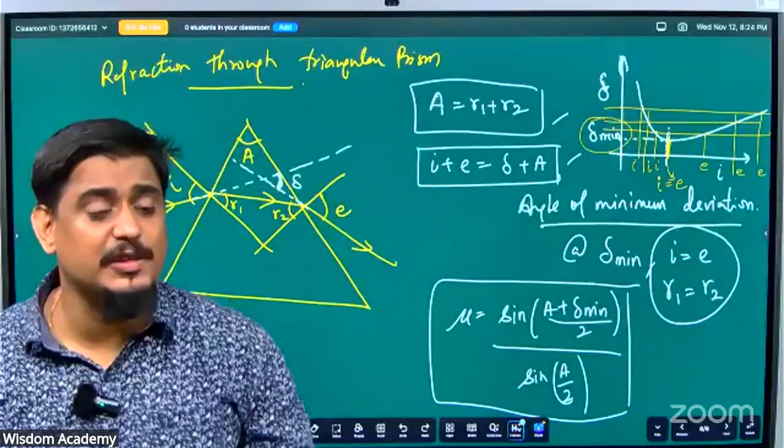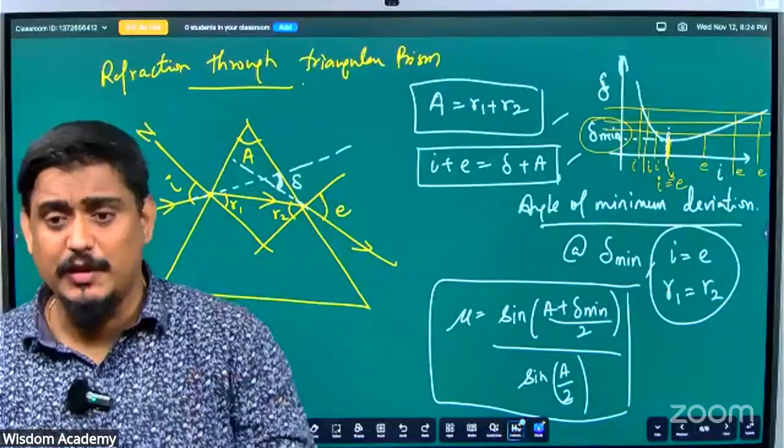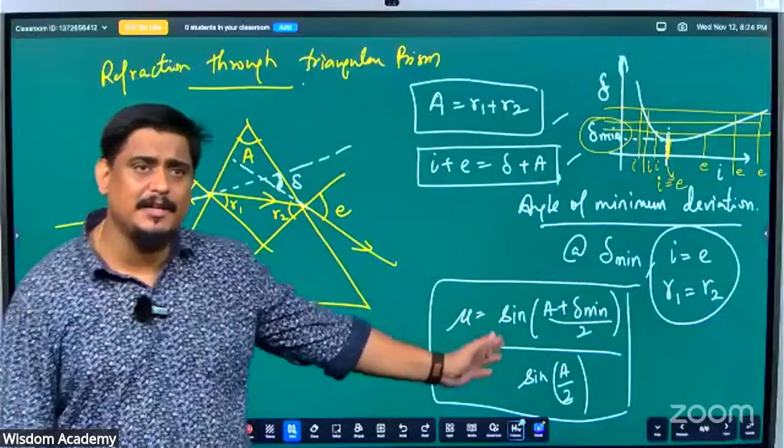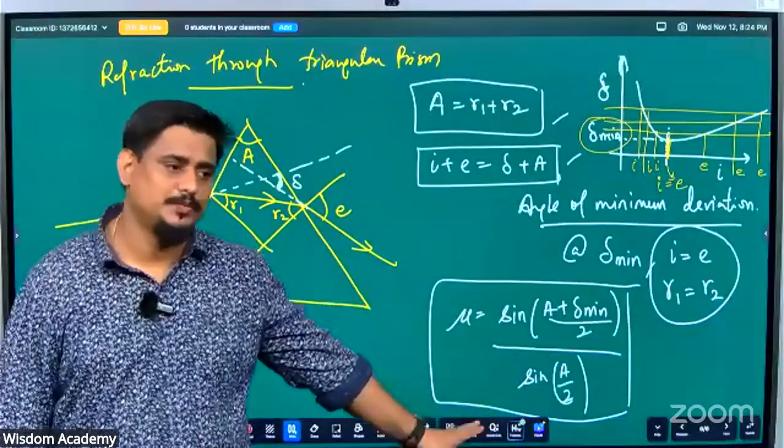And the relationship of angle of minimum deviation with refractive index is mu is equal to sin((A plus delta min) by 2) by sin(A by 2).